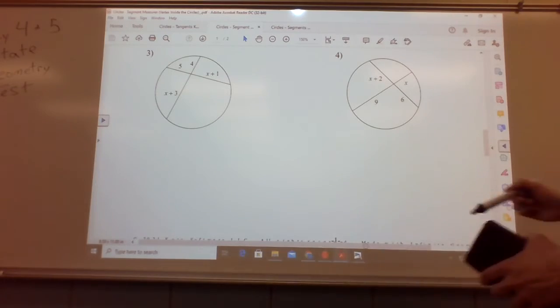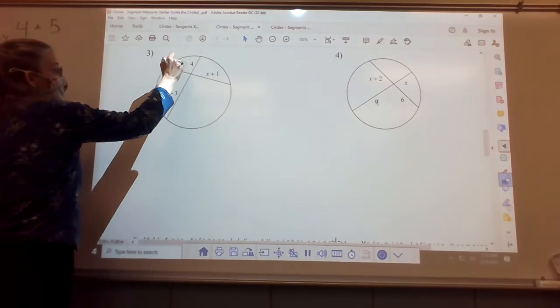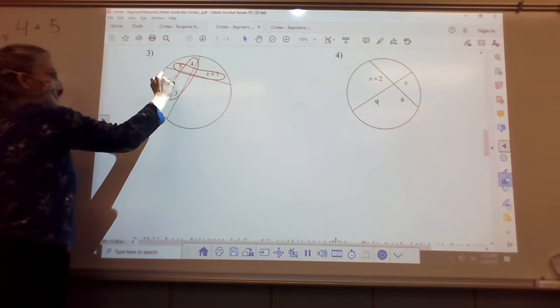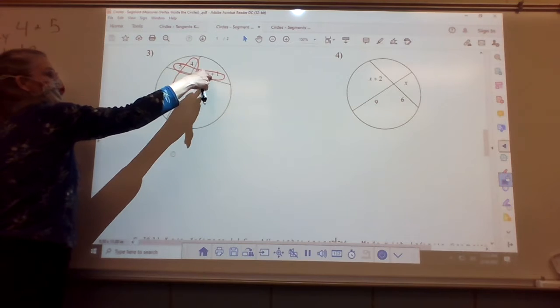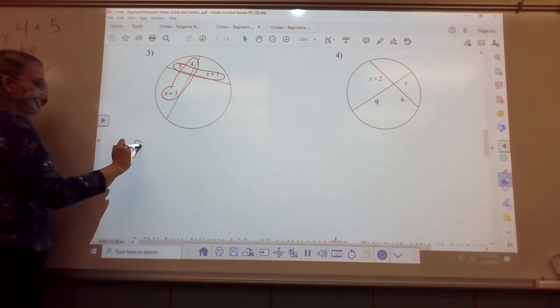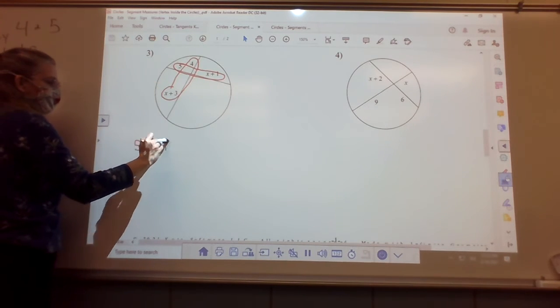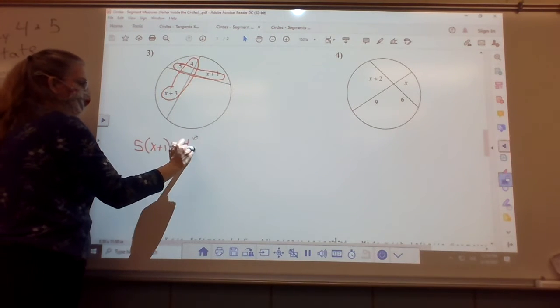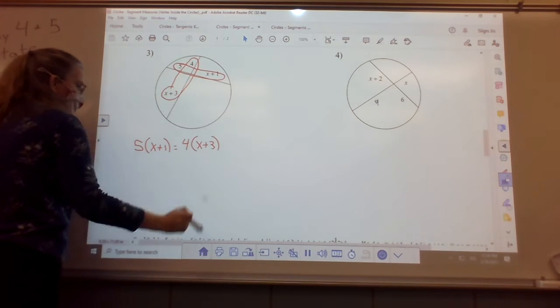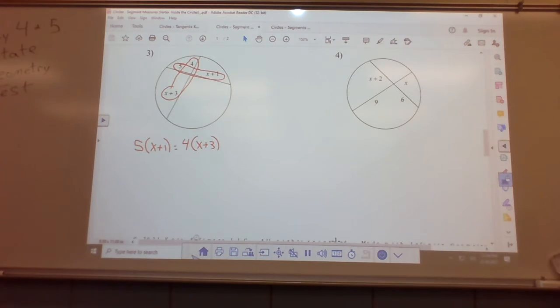You're still going to multiply the 2 pieces of the segment, multiply the 2 pieces. They both have an x. Which one do you want me to start with, the 5 or the 4? Go 5. So 5, make sure the x plus 1 is in parentheses. X plus 1. Same with going this way, 4, x plus 3. There's my formula. Distribute the 5, distribute the 4.